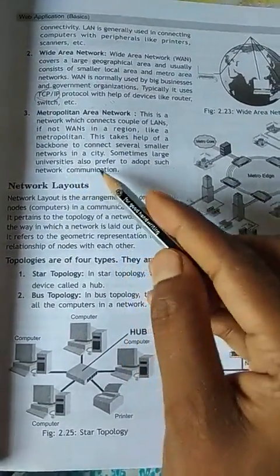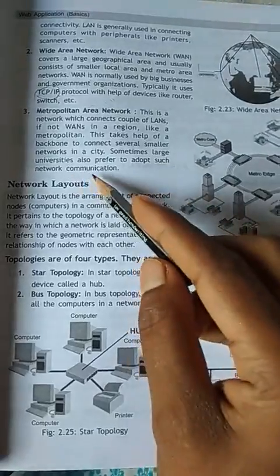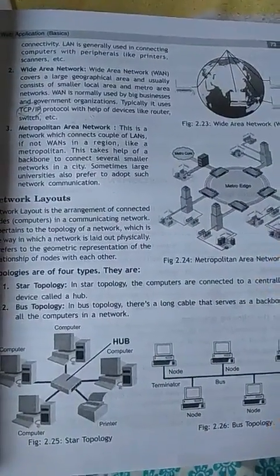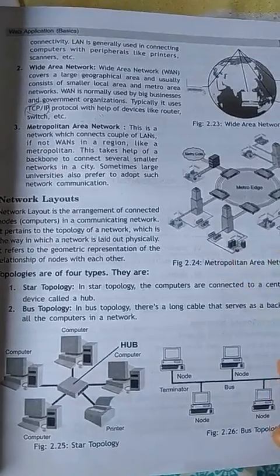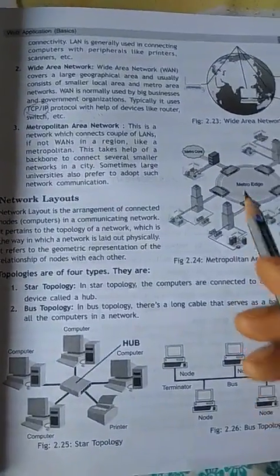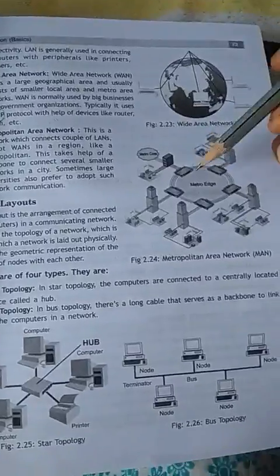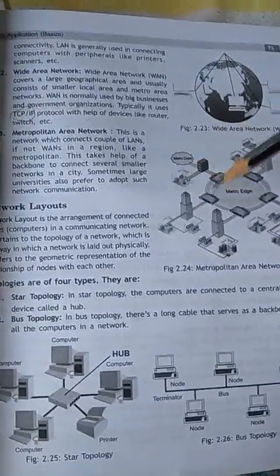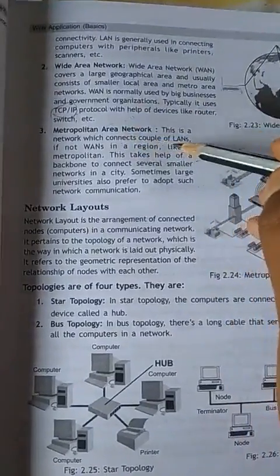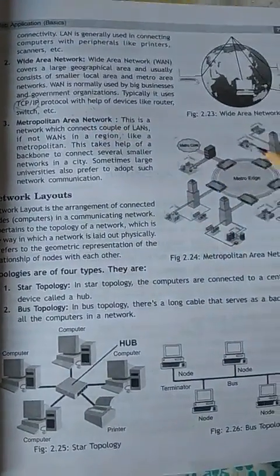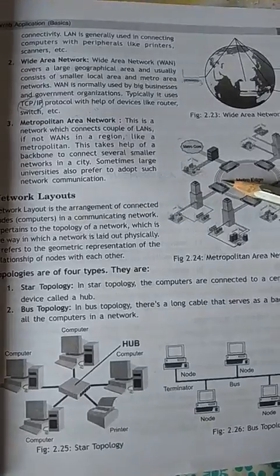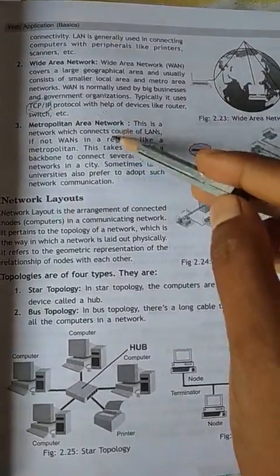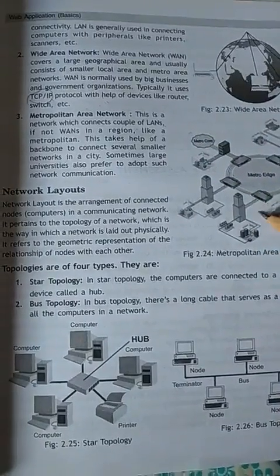Sometimes a large university also prefers to adopt such network communication, okay, because the campus of the university is very large and it is impossible for them to connect all the systems with one LAN. That is why they connect using a MAN type network, means many LANs are arranged in a MAN network arrangement, okay.